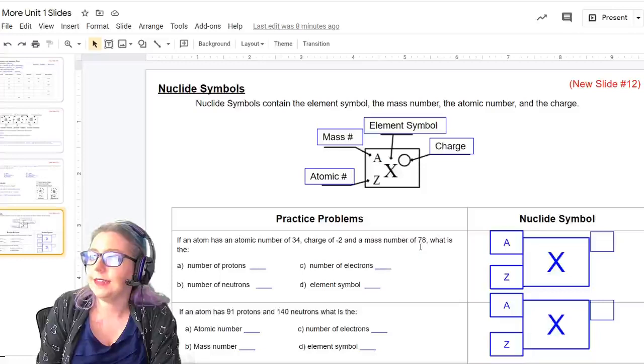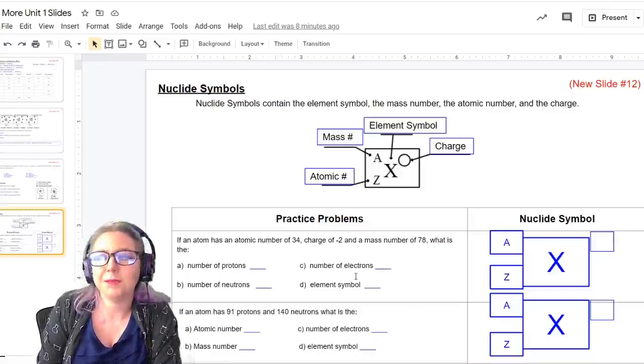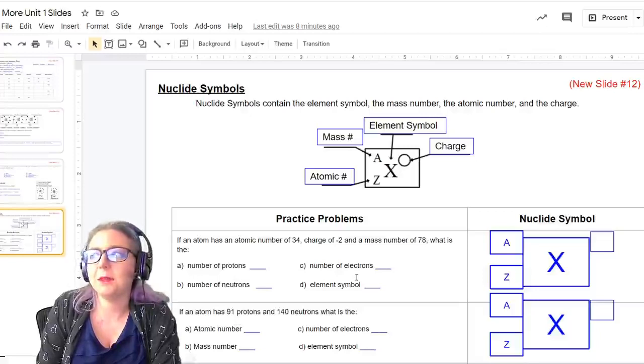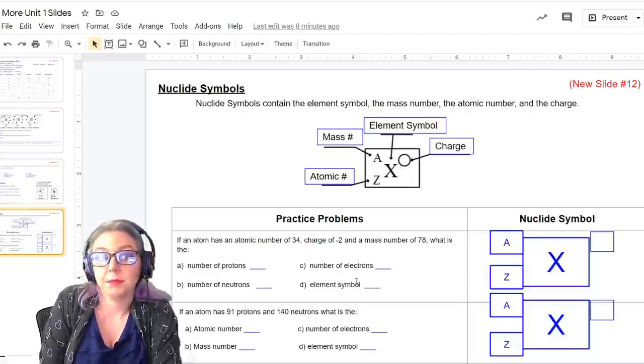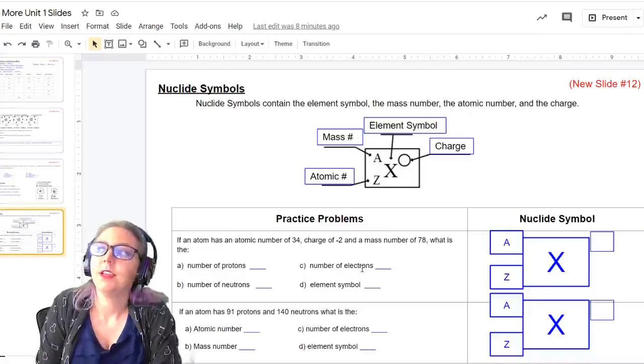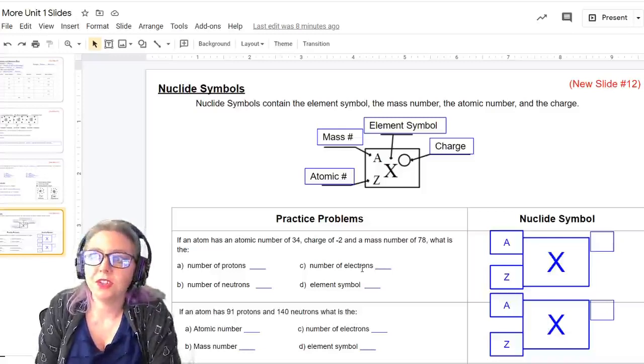Now, I did not take the time to go through these example problems in class, but they are really good problems. I'll probably use them some other time, maybe as a warm-up. So these are all the notes that we took.